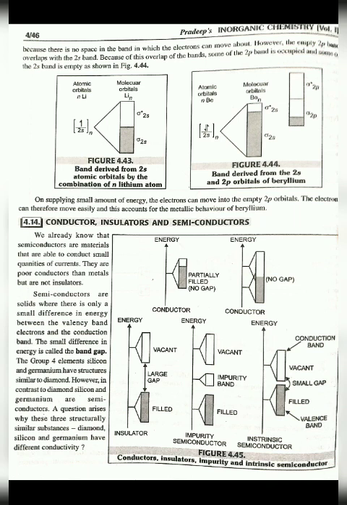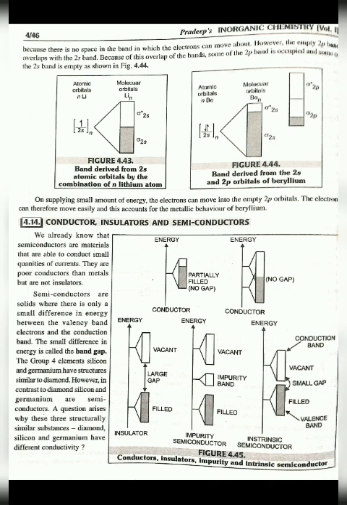Because of this overlap of the bands, some of the 2p band is occupied and some of the 2s band is empty, as shown in the figure. On supplying a small amount of energy, the electron can move into empty 2p orbitals. The electrons can therefore move easily, and this accounts for the metallic behavior of beryllium. Next, heading 4.14, conductors, insulators and semiconductors.